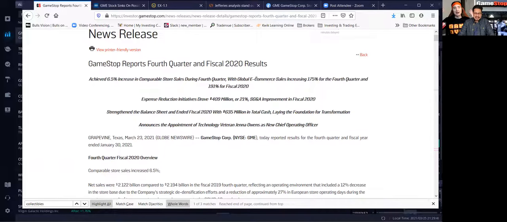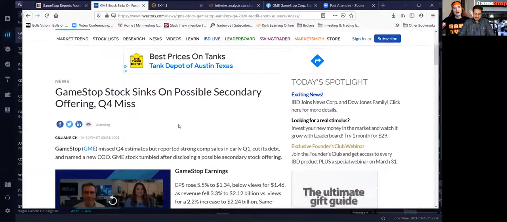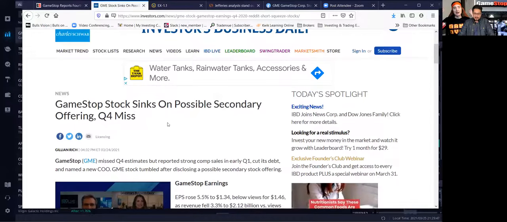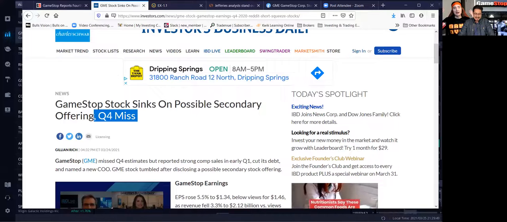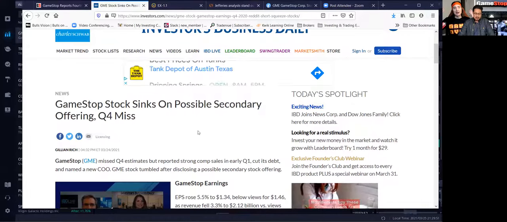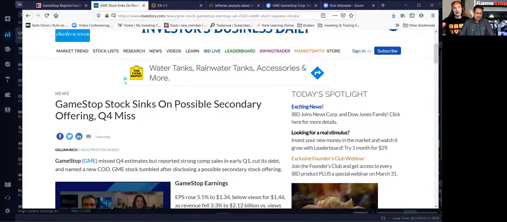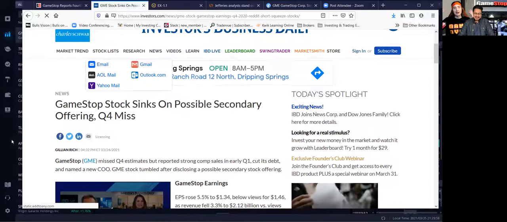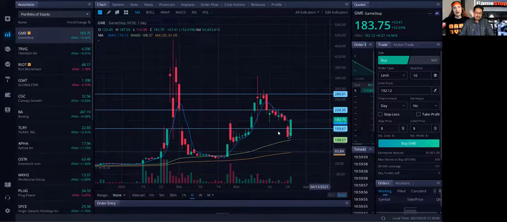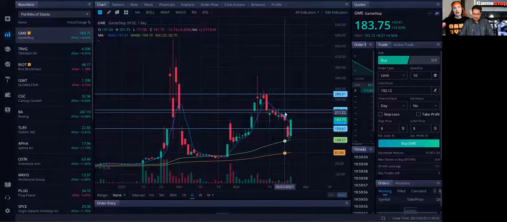So that is huge. E-commerce is where it's at. Let's go over a quick summary of what happened. Now, they did miss in terms of their fourth quarter earnings per share. But again, the reason why the stock started selling was because of the possible secondary offering, and that's a stock offering where they raise money. They reported earnings on the 23rd. You see this candle, of course, sold off, and it sold off again yesterday. So huge sell-off. So why the bounce?